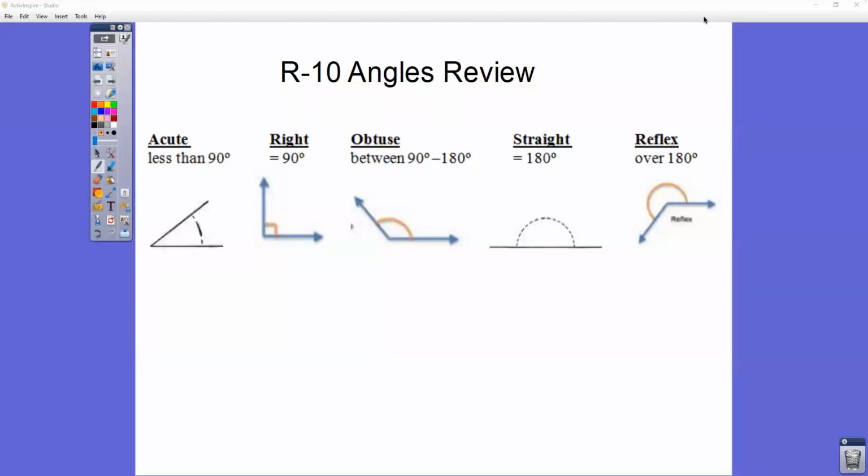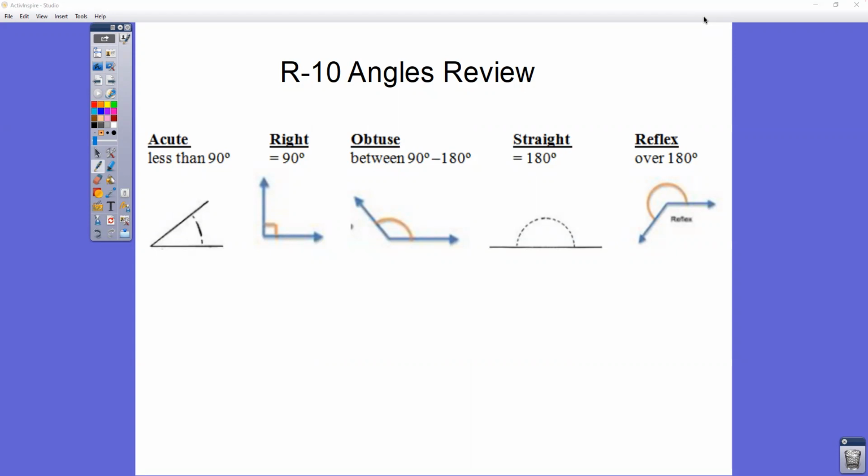So this is a lesson for R-10, which we're covering angles. There are 5 different types of angles. You have acute angles. Acute angles are the little tiny angles. Acute angles are less than 90 degrees.